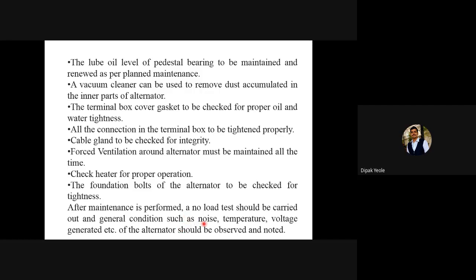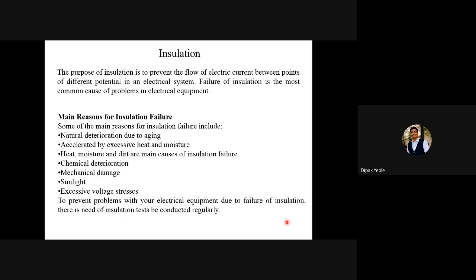But if there is a problem of noise, the temperature rises, or the voltage generated is not enough, then we have to do the maintenance again. So that is the role of the maintenance engineer. Now we will go ahead.